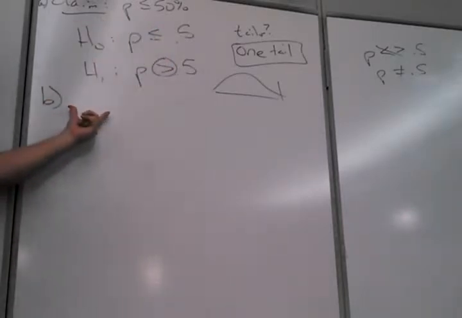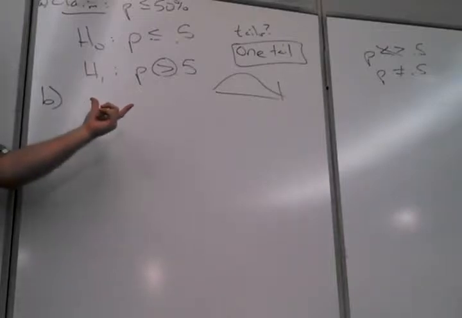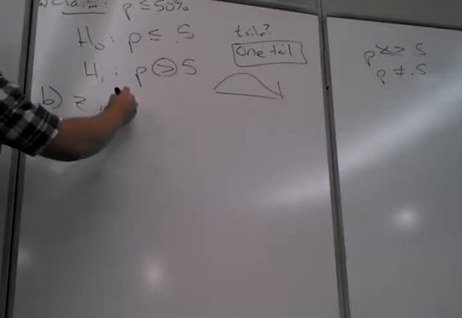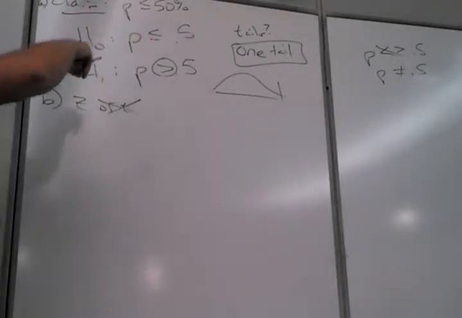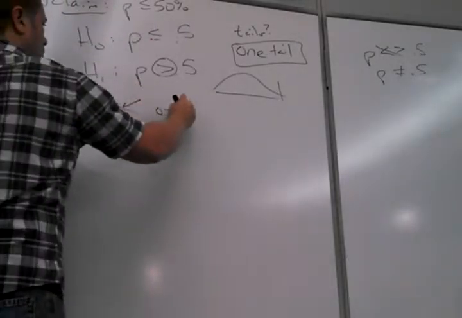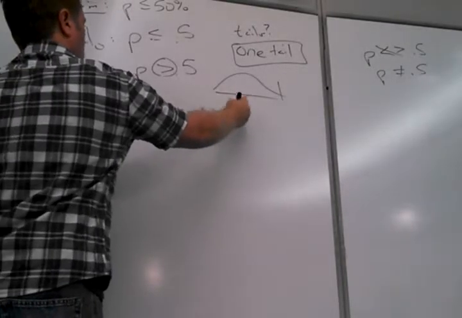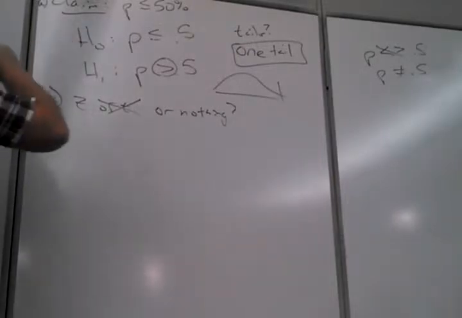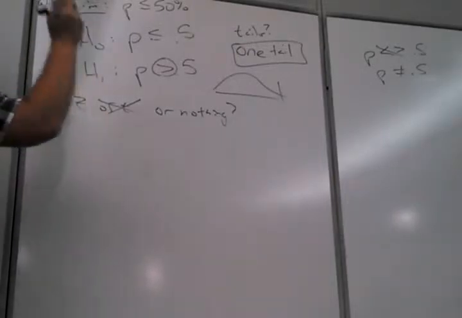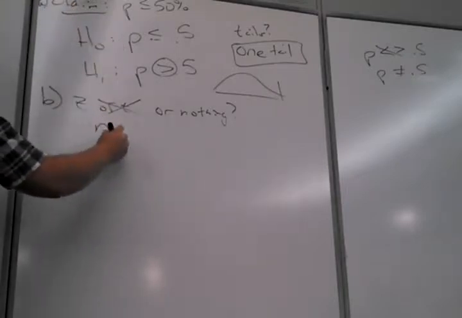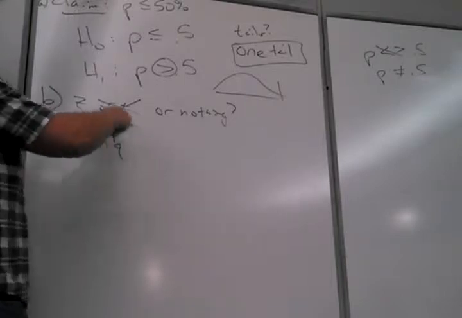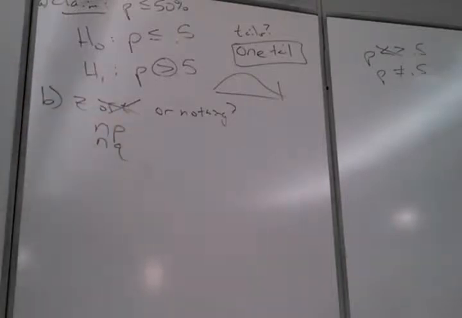What's step B? Second? Yeah, for this problem, do I use Z or T? Well, I would never use T with an NPQ problem anyway. Okay. Yeah, it would have worked with that, that's true. So, what do I want to check? Like she said, for an NPQ problem, I check to see if NP and NQ are greater than 5. That'll show me that it's normal. Or at least 5, I think the book says.